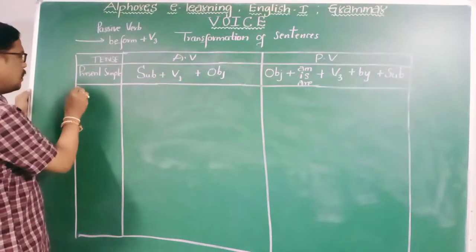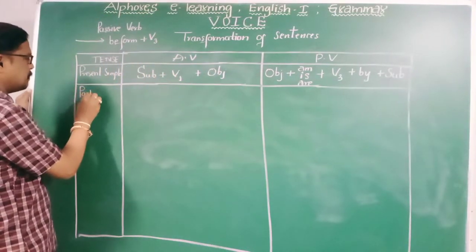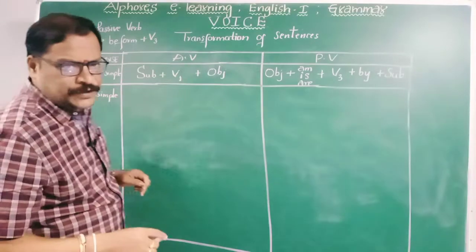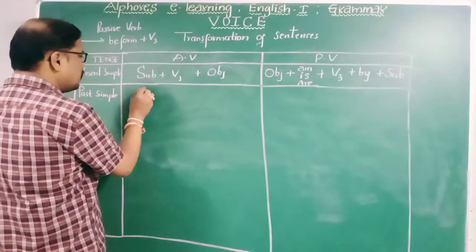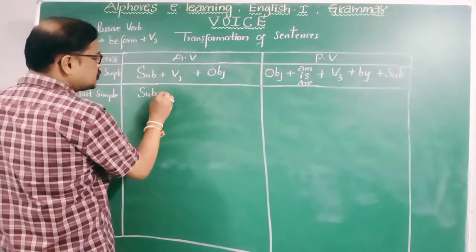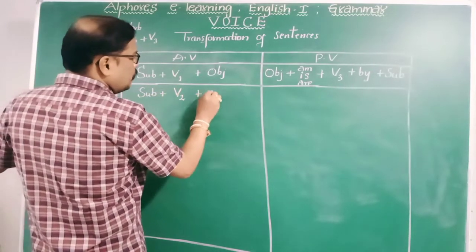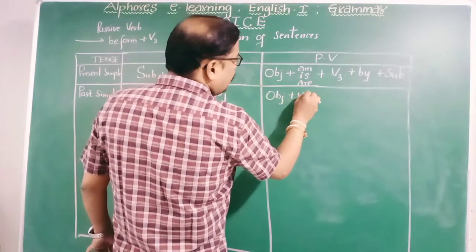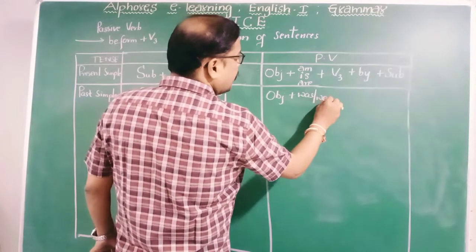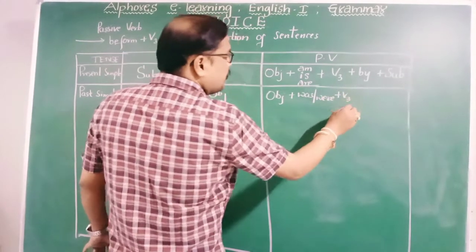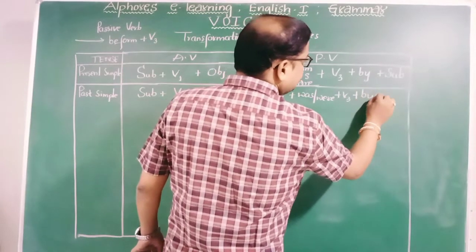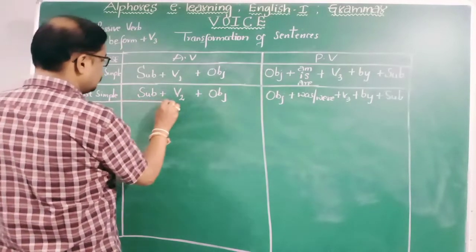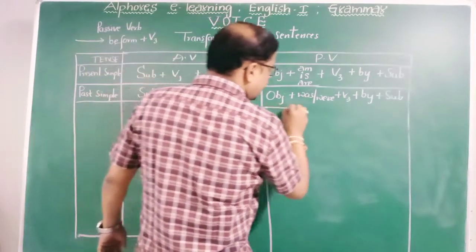This is present simple, and then you take past simple. What is the structure of simple past tense? It's very simple to have a comparative study. Subject plus V2 plus object, and here object plus was or were plus V3 plus by plus subject. Just have a glance, my dear students.